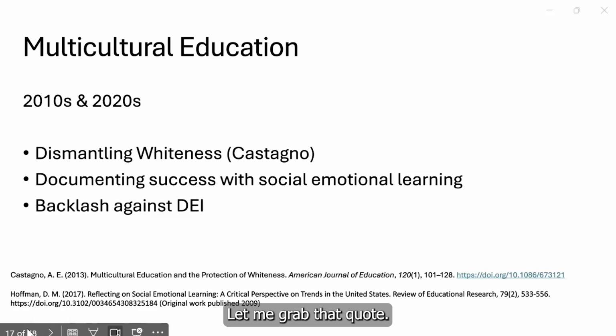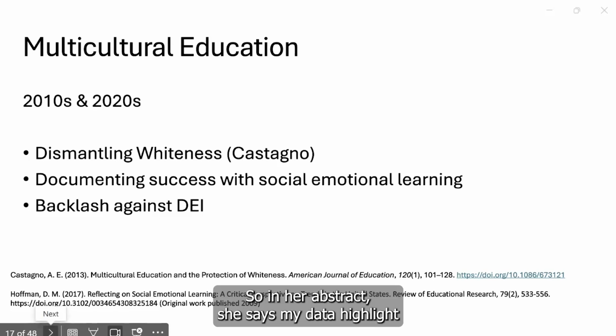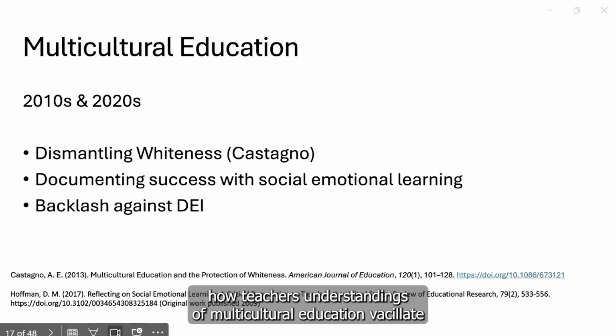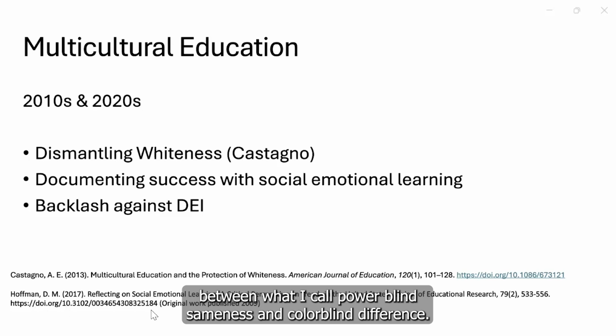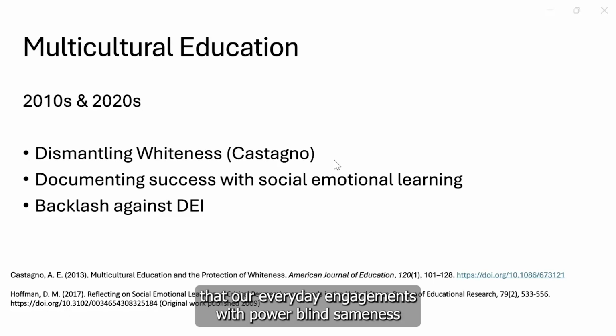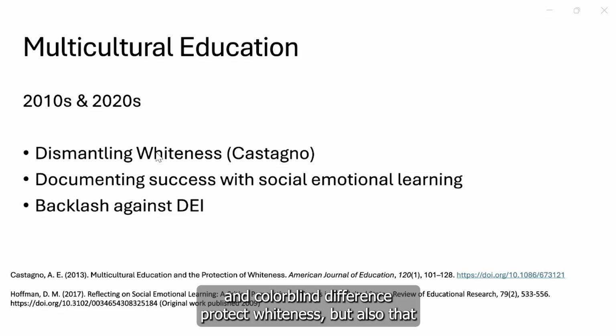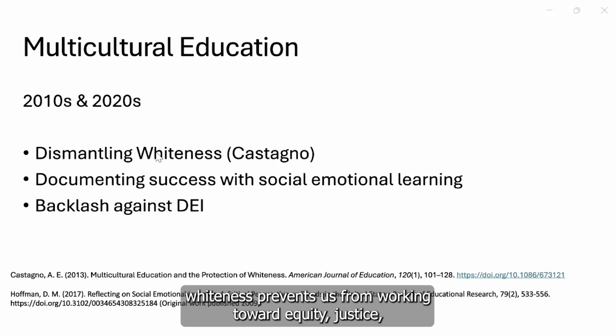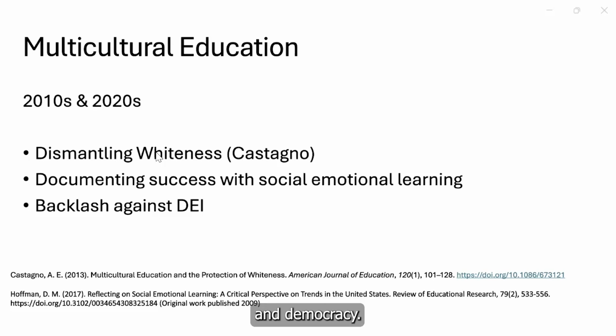Let me grab that quote. So in her abstract, she says, "My data highlight how teachers' understandings of multicultural education vacillate between what I call power-blind sameness and color-blind difference. In the end, I suggest that our everyday engagements with power-blind sameness and colorblind difference protect whiteness, but also that whiteness prevents us from working toward equity, justice, and democracy."